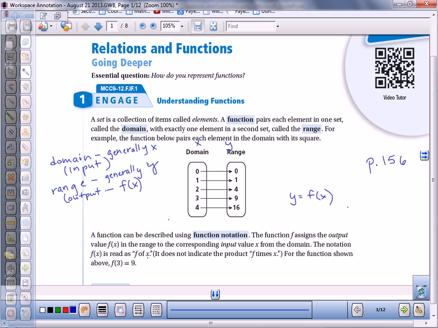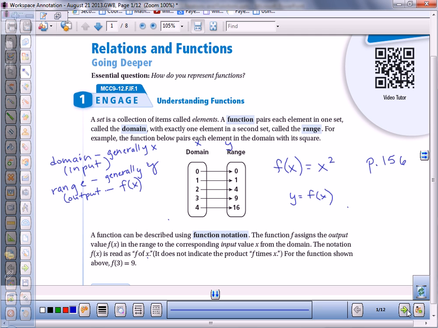16. I know some of you are staring at this going, I know the rule. What do you do to your input to get your output? You just square it. So the way we would write that is, for this particular function, square the input to get the output. Does that make sense? Okay, did you catch that? Good.